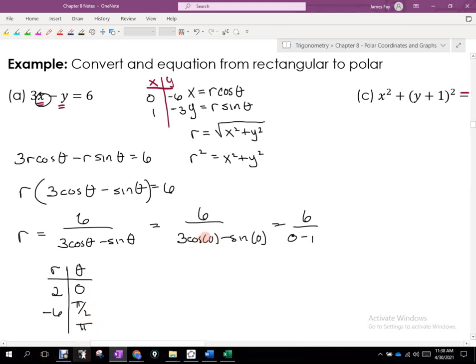So if I try pi, what's the cosine of pi? Negative 1, right? So I get 3 times negative 1 minus the sine of pi, which is 0. What's 6 divided by negative 3? Negative 2. Okay? And I can keep doing that for as many values of theta that I'm interested in.